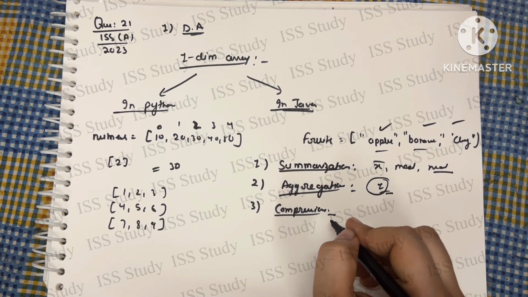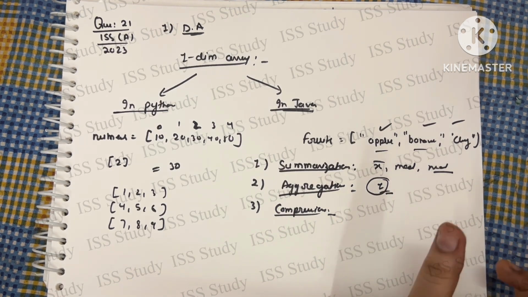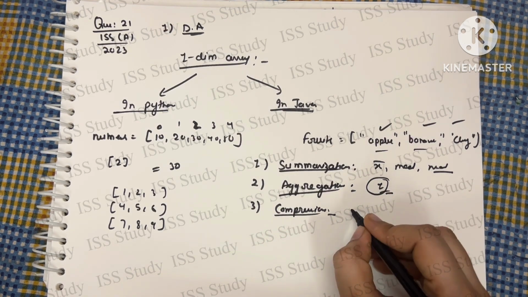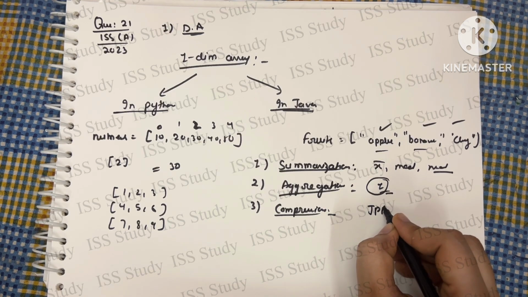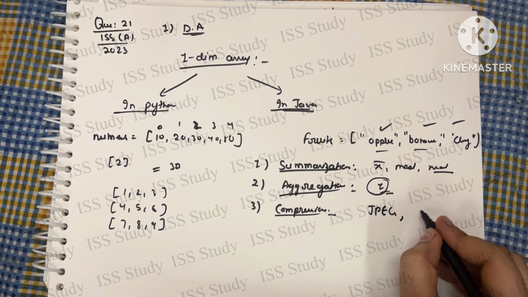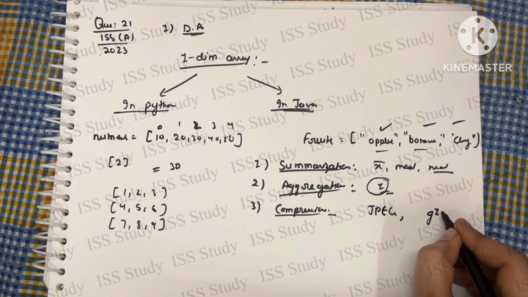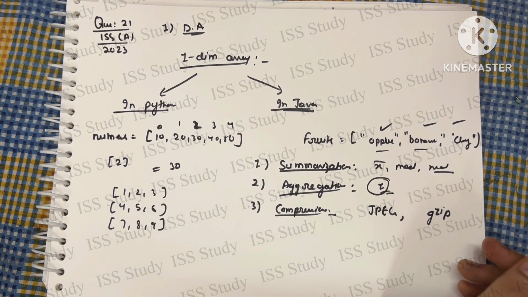Compression means using algorithms to reduce the size of data files. Its examples are JPEG images, and for text we use gzip, etc. So these are the examples of compression.